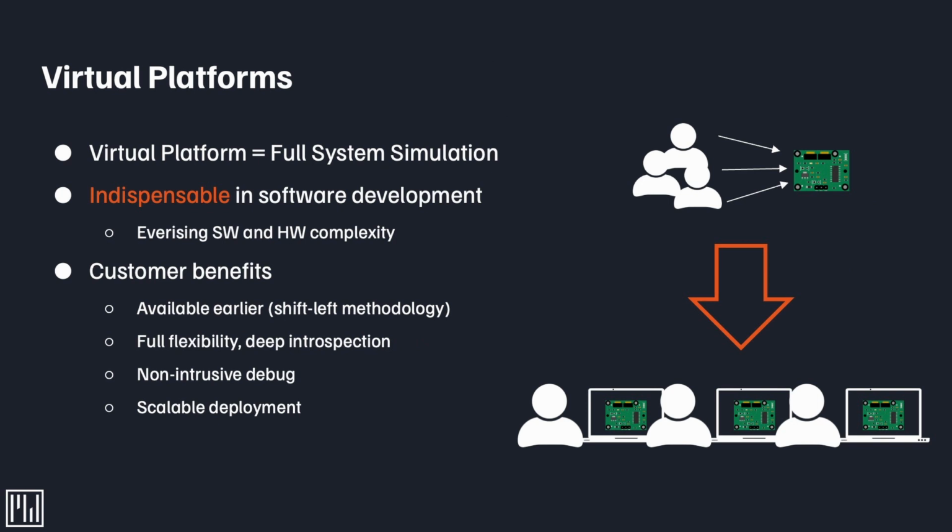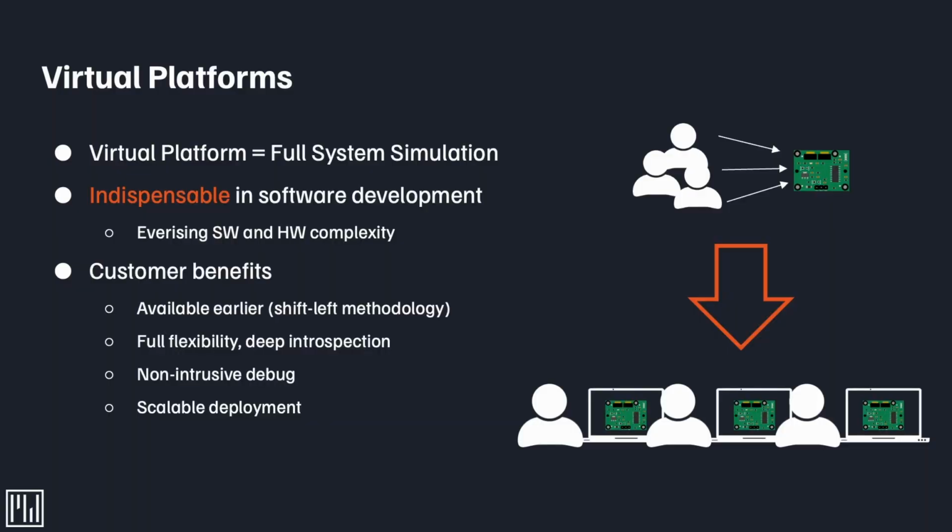That's called virtual platforms. Basically, a virtual platform is full system simulation. It is a digital twin of your electronic system, and it has become an indispensable tool in modern software development, especially due to the ever-rising complexity of software and hardware. There are many benefits to using simulators or virtual platforms for software development and verification. Of course, and that's quite obvious, they can be available a lot earlier because you don't have to wait for your hardware to be completed before you can use a simulator. So they enable what we call the shift-left methodology, allowing you to start software development and testing a lot earlier and then come with already more mature software to the hardware once it is available.